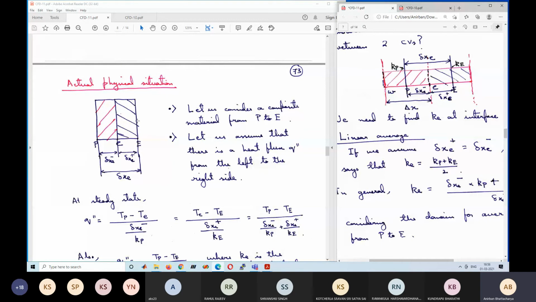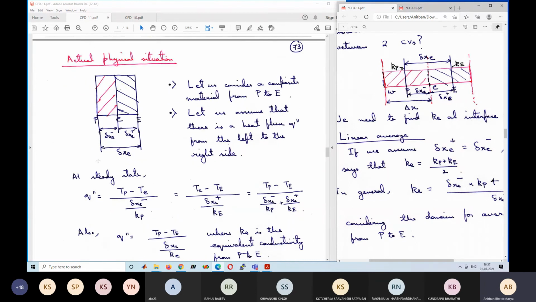How will we find the average conductivity? We are going to find it based on the heat flux. Let us assume that a heat flux is applied from P to E, equal to q double dash. At steady state, we can write that q double dash is equal to minus K dT/dx, which for the material from P to small e is (Tp minus Te) divided by delta xe minus by Kp, where delta xe minus by Kp is the thermal resistance.